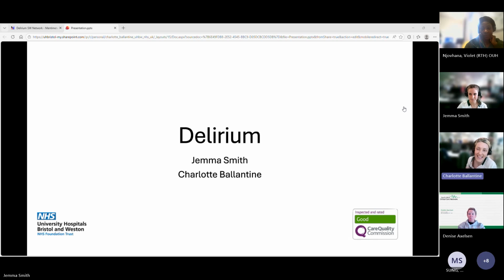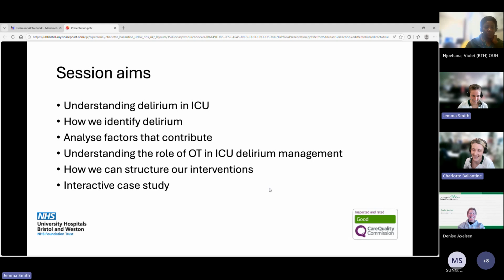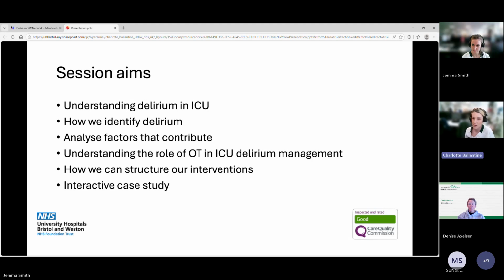So our session aims we'll start with. Next slide, Gemma. There we go. So some of the session aims we'll have today is understanding delirium in ICU, how we can identify that delirium and try and analyse any factors that contribute to that delirium. We'll try and increase our understanding of the role of OT in ICU delirium management and how we can structure our interventions to aid the delirium management of those patients. If we've got time at the end, we've got a case study that we can go through, and as always, please feel free to chip in with comments or suggestions throughout. We're really happy for people just to jump in wherever.